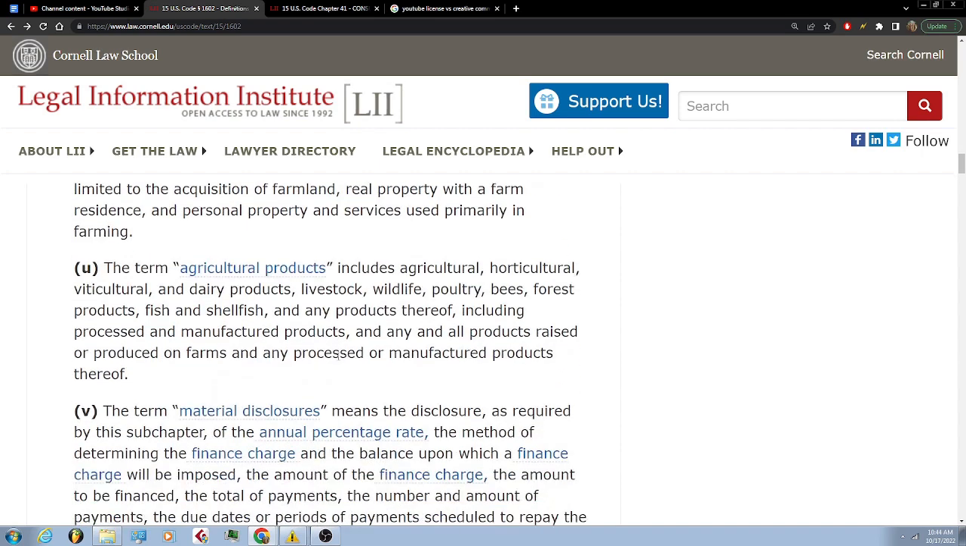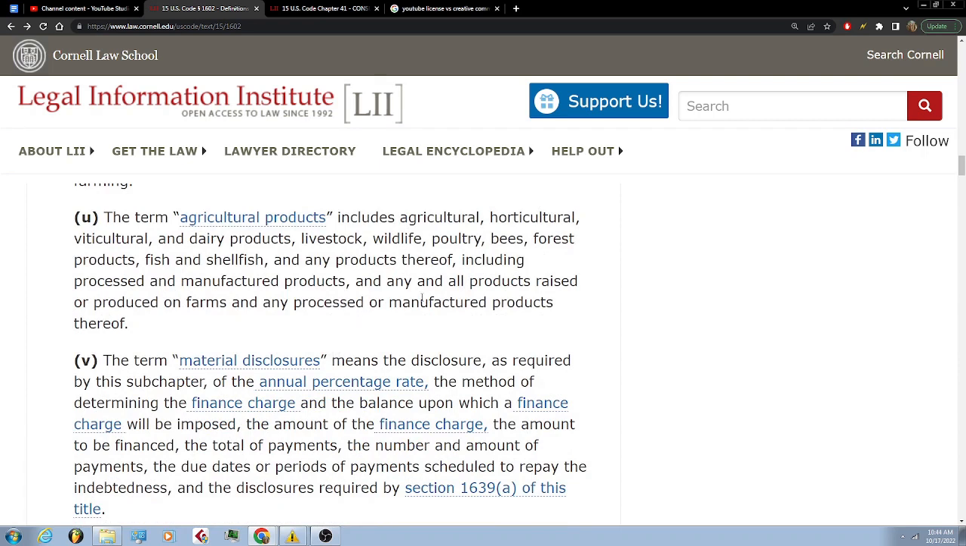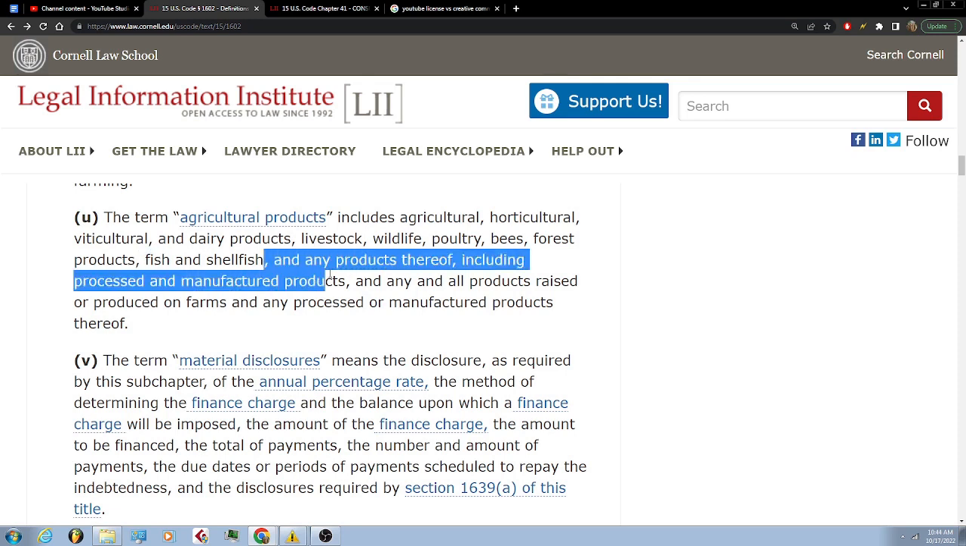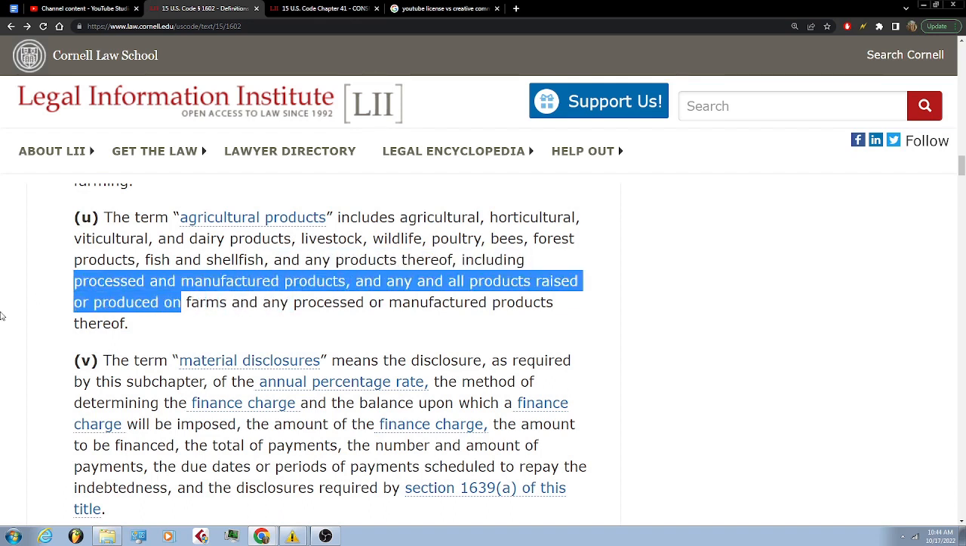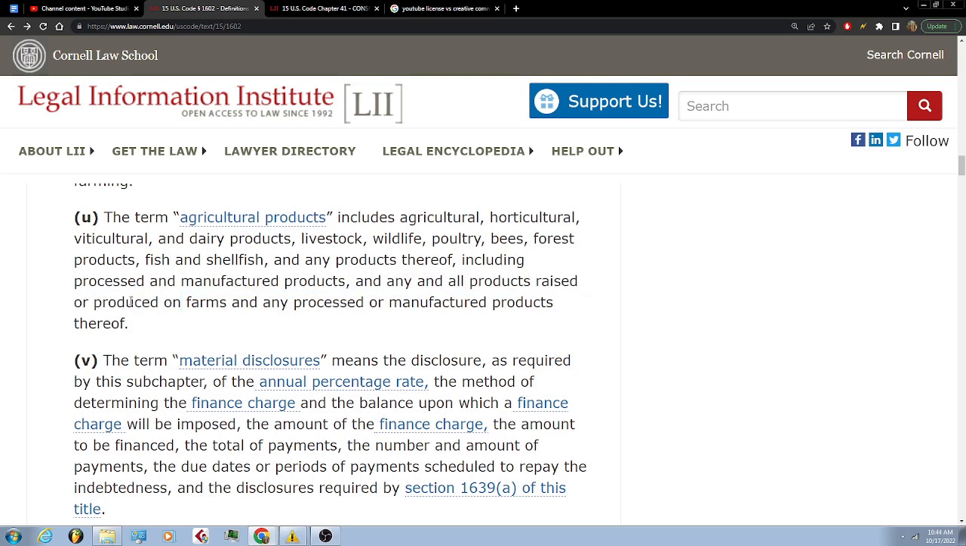The term agricultural products includes agricultural, horticultural, viticultural, and dairy products, livestock, wildlife, poultry, bees, forest products, fish, and shellfish, and any products thereof, including processed and manufactured products, and any and all products raised or produced on farms, and any processed or manufactured products thereof.